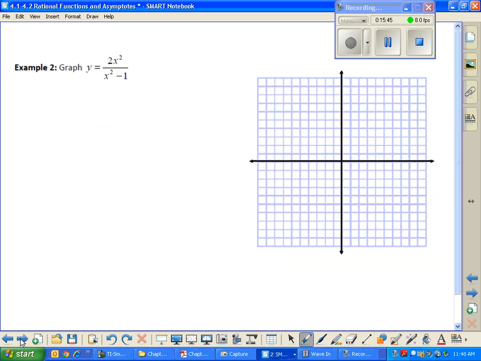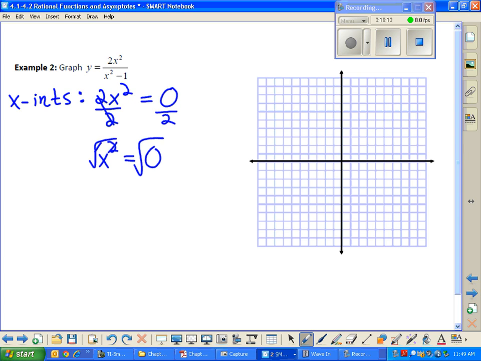All right, so in example 2, you are asked to graph the function y equals 2x squared over x squared minus 1. So what you're going to go ahead and do is start by trying to find your x-intercepts. And you always do this by setting your numerator equal to 0. If I solve this equation for x, I do so by dividing both sides by 2, square rooting both sides. X is 0, so this graph is going to contain the point 0, 0 as its x-intercept.